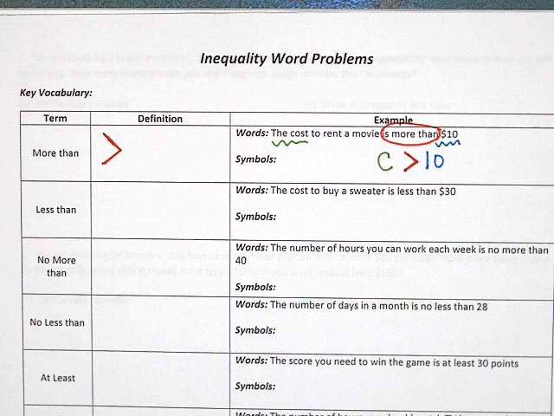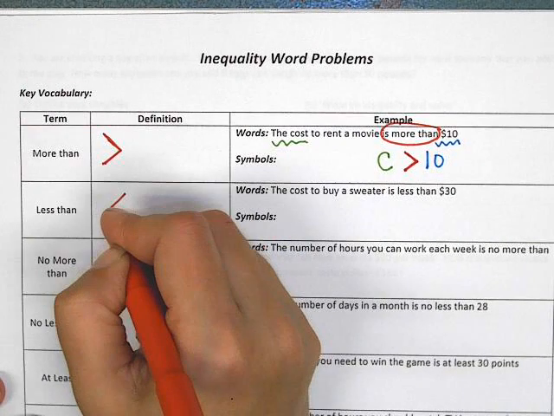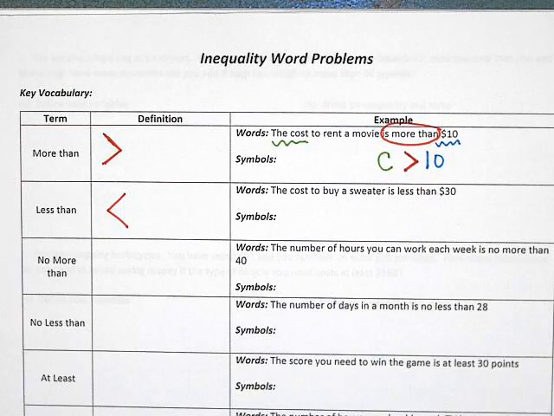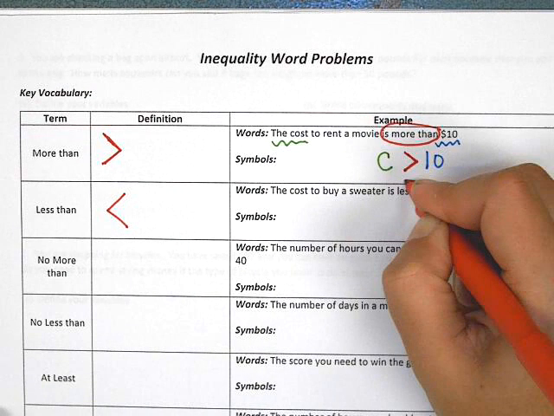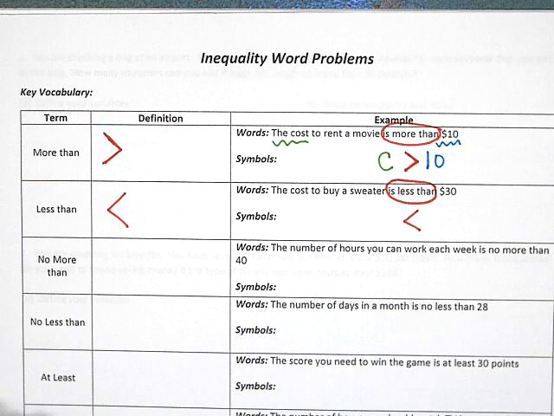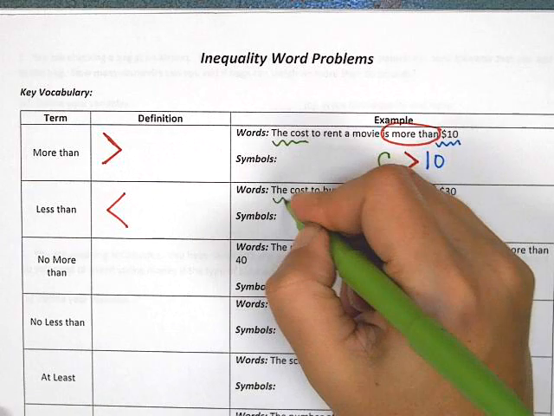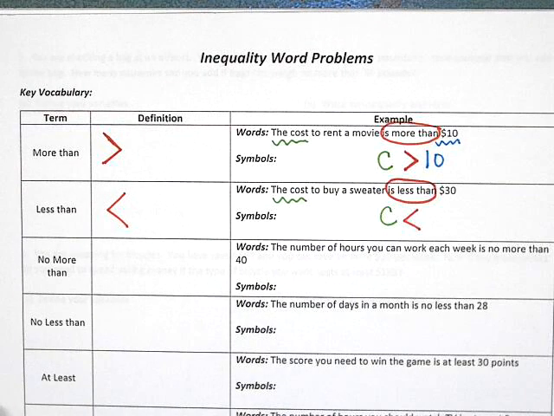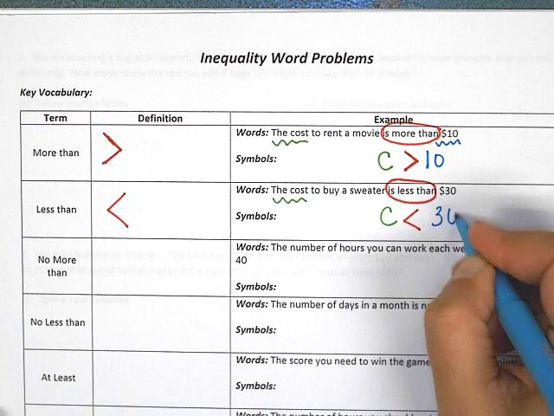If I see the phrase less than, that means a less than symbol. So for example, if I say the cost to buy a sweater is less than $30, I would know to put a less than symbol. I would probably use the letter C for cost and then the $30.